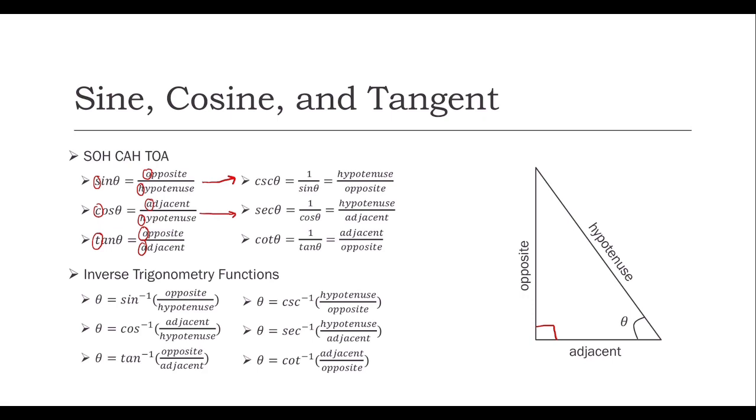Then you have your inverse trigonometry functions, where you solve for theta. Theta is the inverse sine of opposite over hypotenuse, and it's the same for each of the other functions. Theta will be the inverse of the trigonometric function, and inside the inverse you put whatever the ratio is, whether it's opposite over hypotenuse or adjacent over opposite. We'll do some practice problems with this on the next slide.